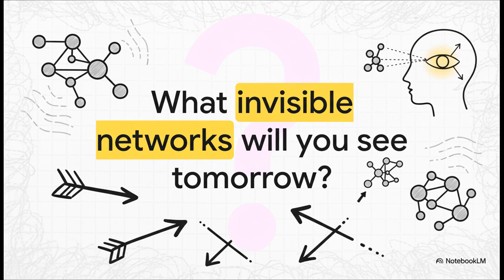So there you have it. We peeled back the curtain on the hidden structure of networks. You now have this new mental model, this new lens to see the world in terms of nodes and edges, of directed paths and weighted costs. So the question is, as you go about your day tomorrow, what invisible networks are you suddenly going to be able to see?